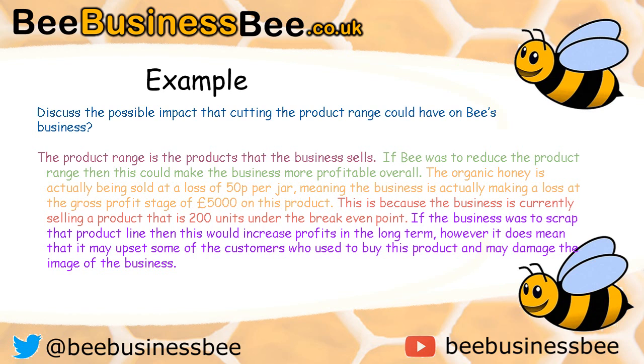So notice I'm justifying my answer. That's moving it through that level, making it a detailed answer. All because I've got the time, because I'm thinking about this, trying to back it up. This is because the business is currently selling a product that is 200 units under its break-even point. Again, I spotted that. So it's below the margin of safety. There is no margin of safety at the moment in this case here.